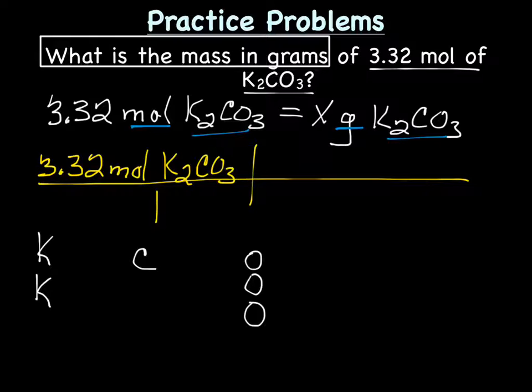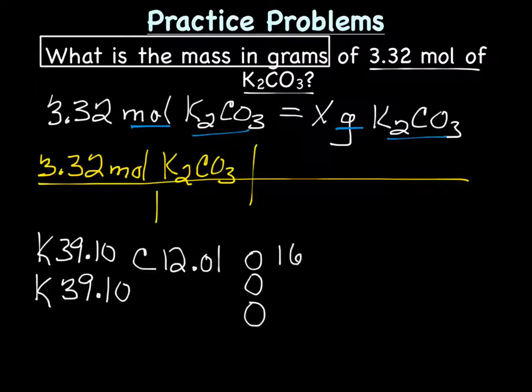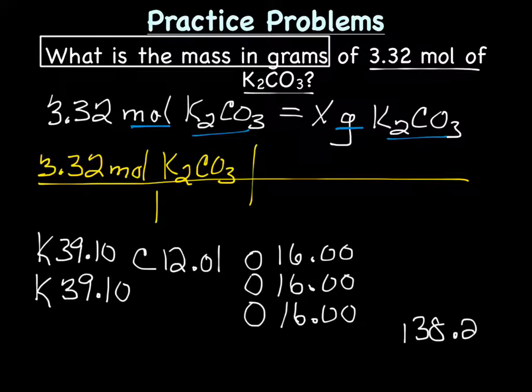So looking at the periodic table, I note that the mass of a potassium is 39.10 grams. The mass of a carbon is 12.01 grams, and the mass of an oxygen is 16.00 grams. And now we need to add all of that up. And that gave me 138.21 grams. Please double check my work.